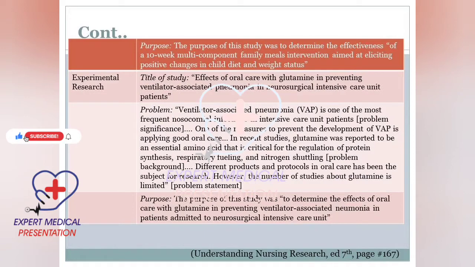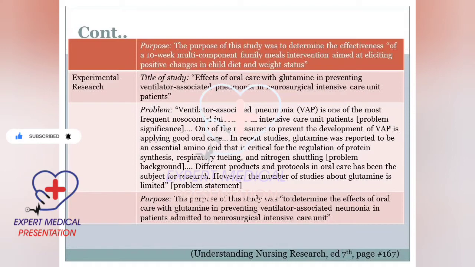Experimental research. Title of study: Effects of oral care with glutamine in preventing ventilator-associated pneumonia in neurosurgical intensive care unit patients. Problem: ventilator-associated pneumonia, VAP, is one of the most frequent nosocomial infections in intensive care unit patients. Problem significance: one of the measures to prevent the development of VAP is applying good oral care. In recent studies, glutamine was reported to be an essential amino acid that is critical for the regulation of protein synthesis, respiratory fueling, and nitrogen shuttling.